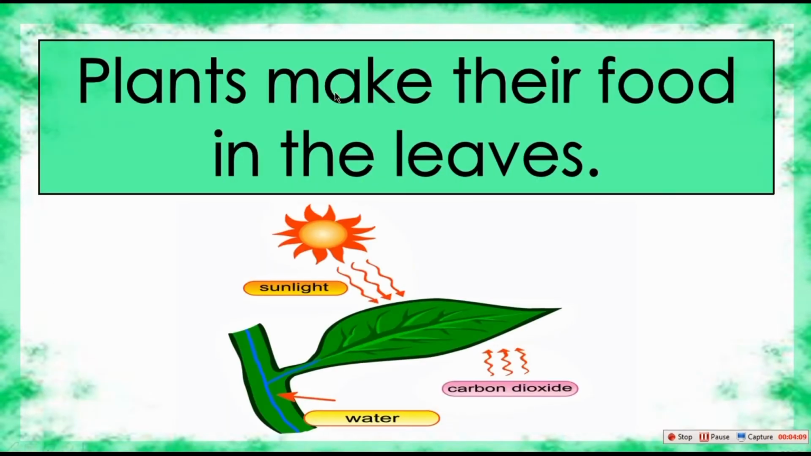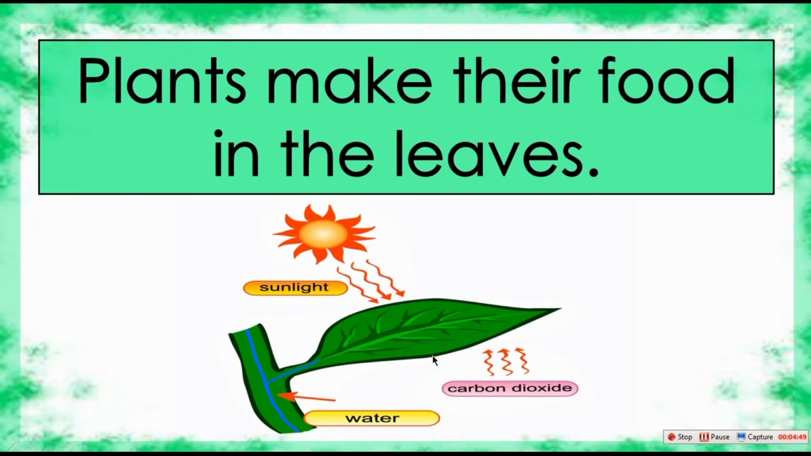Now, plants make their food in the leaves. Again, plants make their food in the leaves. Plants will get water using its roots, then it will go to the stem. After that, it will go to the leaves. Next, the sun will absorb water and carbon dioxide and it will make sugar. That is what we call glucose.